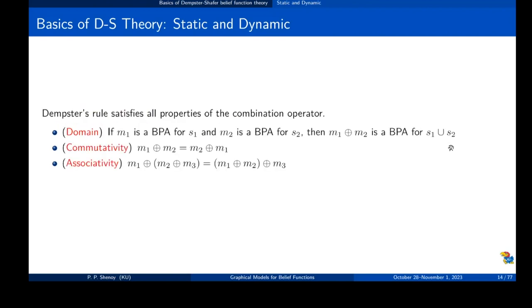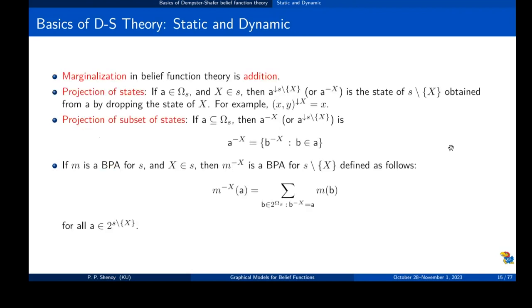Dempster's rule satisfies some properties I impose. If M1 is a BPA for S1 and M2 is for S2, then M1 plus M2 will be a BPA for S1 union S2, just by definition of Dempster's rule. It's commutative and associative. Marginalization for belief functions is addition, just like probability. If we find marginals, you write them on the margin by adding all the probabilities. We do something similar here.